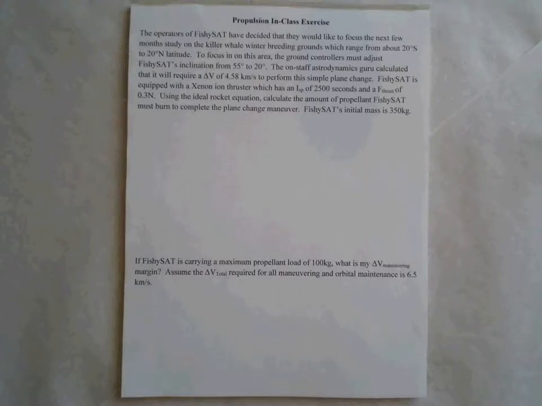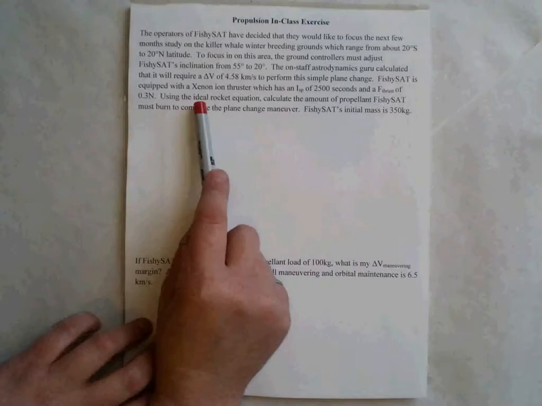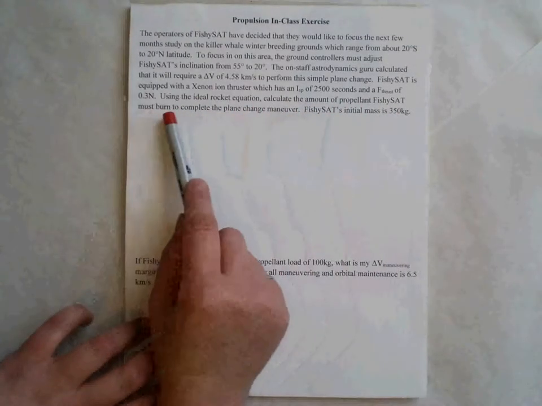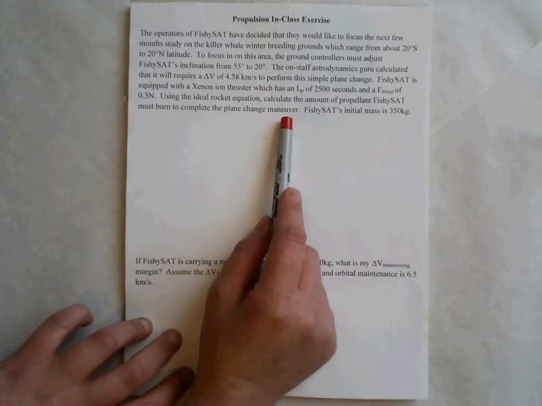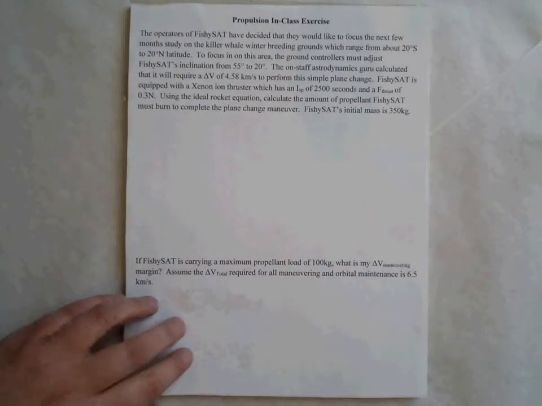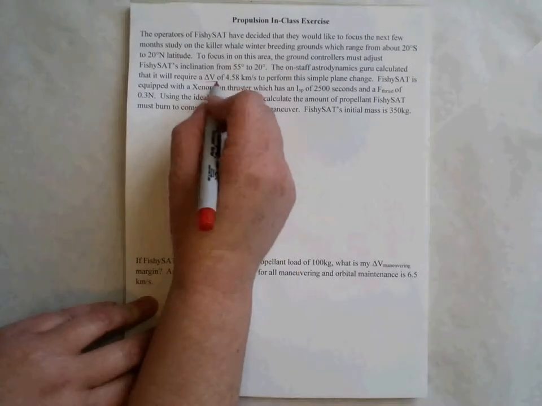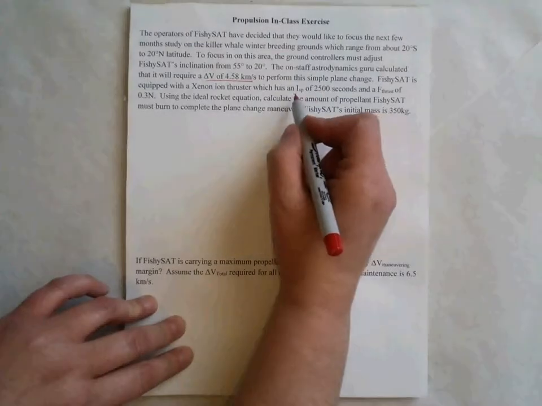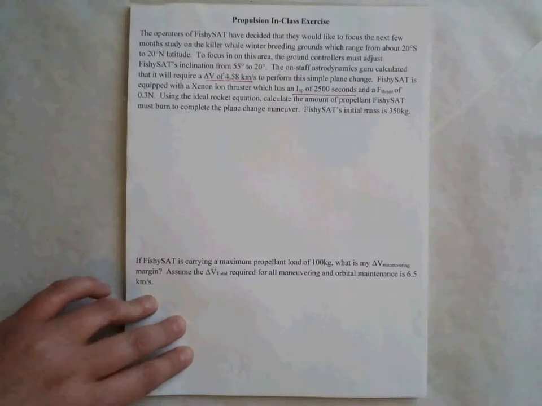In this example, the propulsion or rocket example, we are asked to use the ideal rocket equation to calculate the amount of propellant FishySat must burn to complete the plane change maneuver. There are a lot of details spelled out in this paragraph, but what we really need is that the delta V is 4.58 kilometers per second, the ISP is 2,500 seconds, and that the initial mass is 350 kilograms.